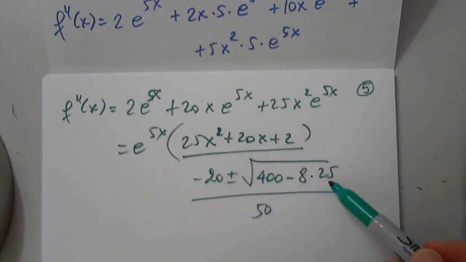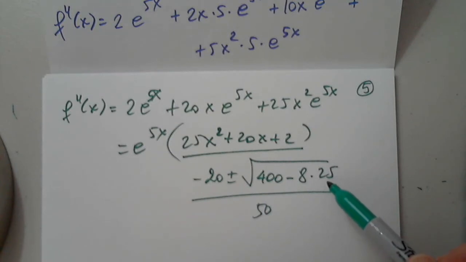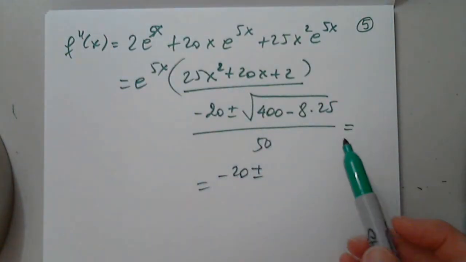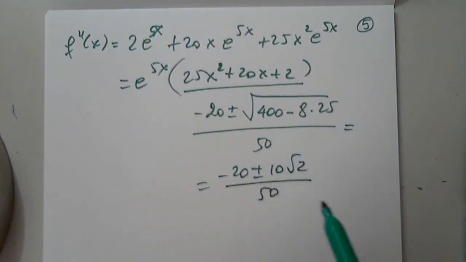So how much is 8 times 25? 200, I hope. I'm sorry? 200? I was hoping it doesn't have solutions. You're right. Okay, if that's the case, it's 10 square root of 2 divided by 50. So I have to approximate these two solutions and put them in the table.